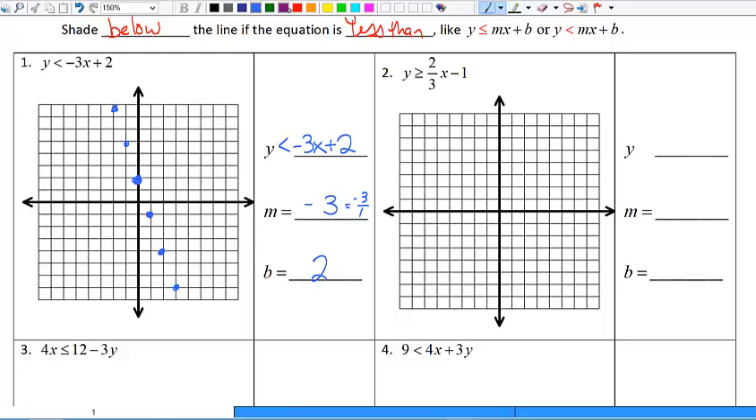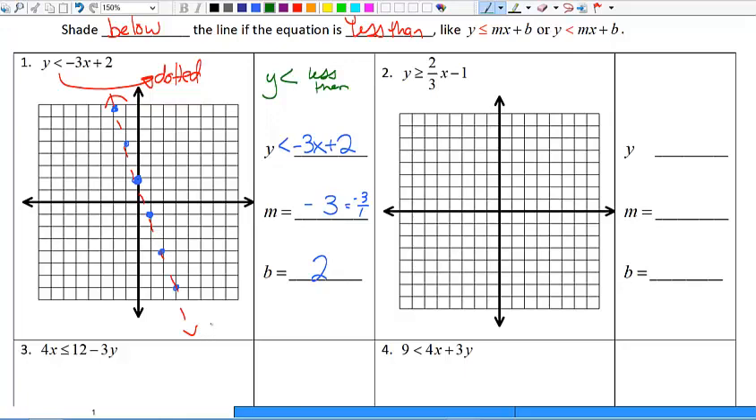I'd like to decide if I'm going to be solid or dotted, and because it's not equal to, it's going to be dotted or dashed, whichever word you like better. So you're going to draw a broken line here, a dashed or dotted line here. And that is the boundary line of where all the solutions are and where there aren't. So now I've got to decide where I'm going to shade. Because it's y is less than, less than tells me I'm going to shade below.